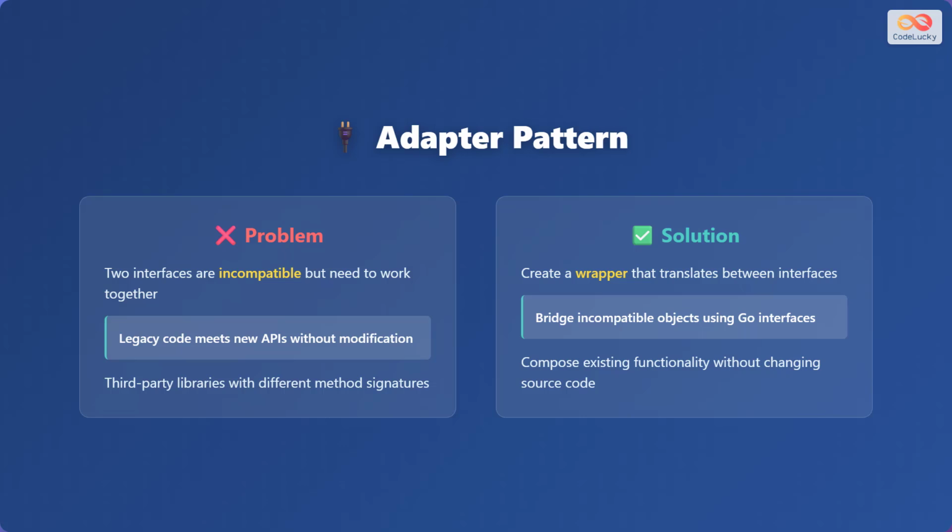The adapter pattern addresses a common problem in software development. What happens when 2 interfaces are incompatible but need to work together? Imagine you have legacy code that uses one method signature, but you need to integrate it with a new API that expects a completely different interface. This is where the adapter pattern shines.